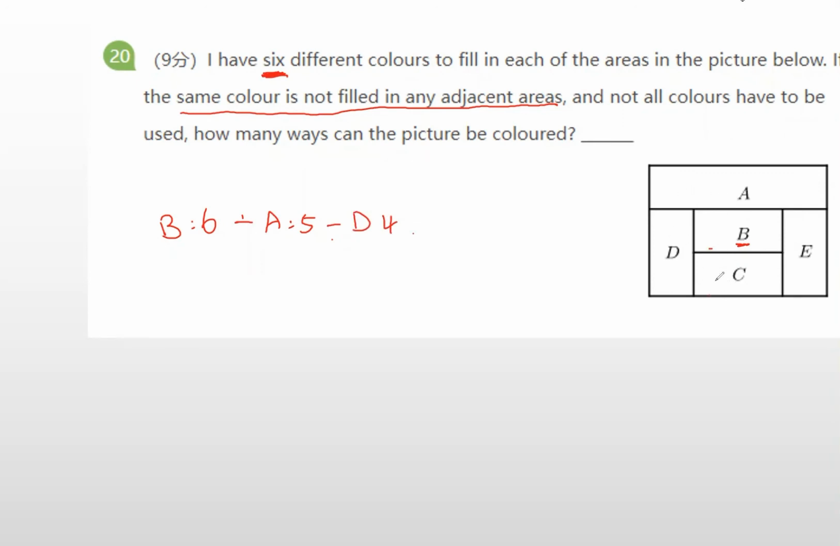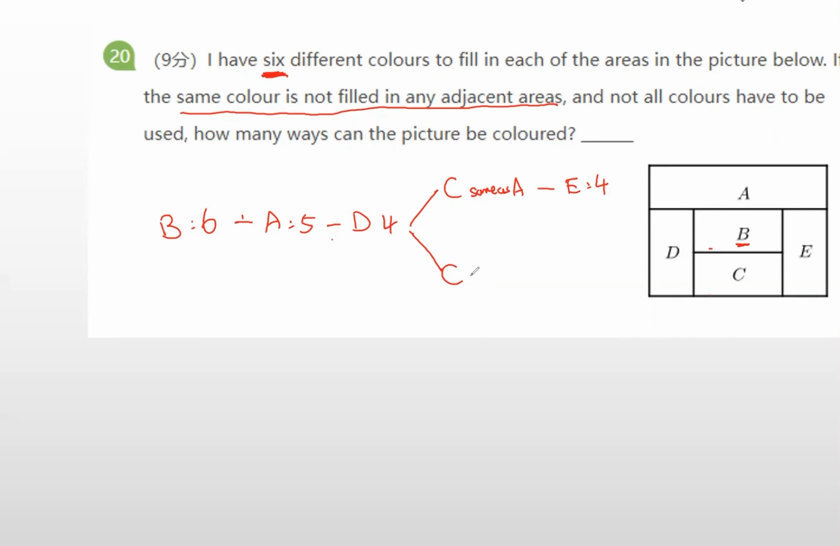Now let's look at C. Well, for C there are two cases. First, C can be the same as A, right? C can be the same as A. And that will leave E with four different colors to put in, right? Because A and C are the same color and B is one color. So E has four different colors to choose from.